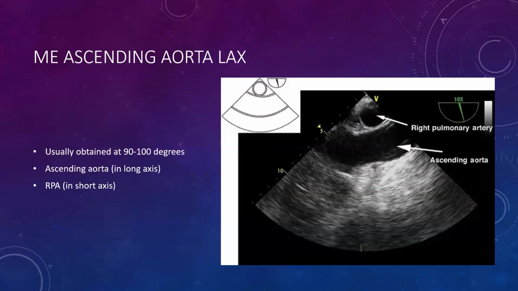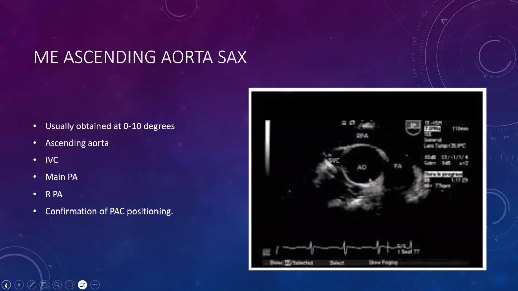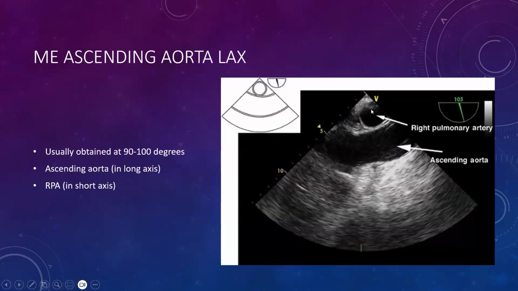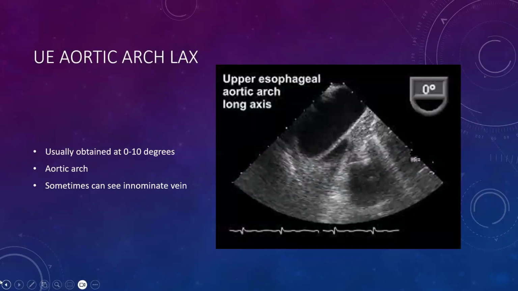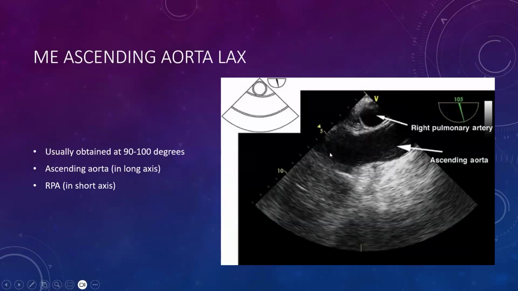Anytime you go from a short axis and you increase to about 90 degrees, you get a long axis. So this is your ascending aorta in long axis. In our previous view, the right pulmonary artery appeared in long axis here. You change it to 90 degrees and it'll appear in short axis. Not a high yield view, honestly. But you can sometimes evaluate like an aortic dissection here.